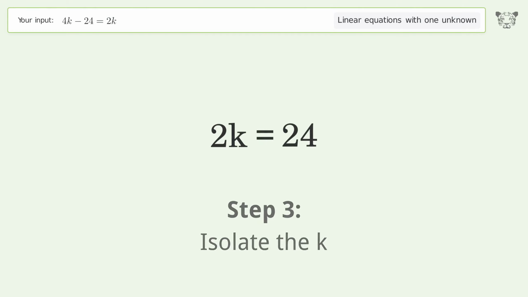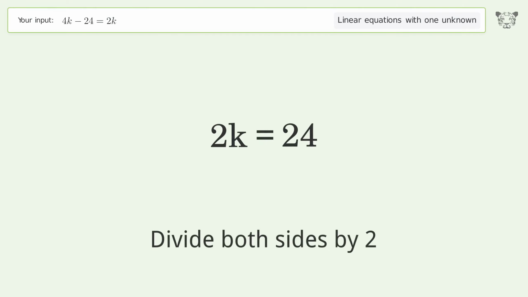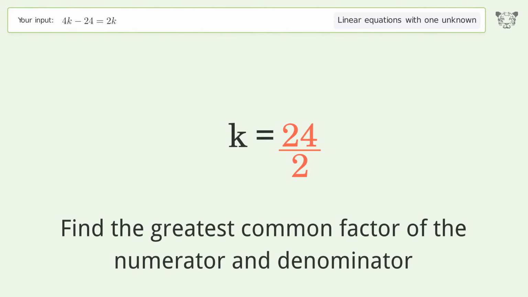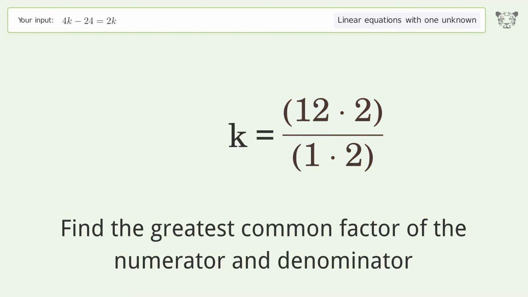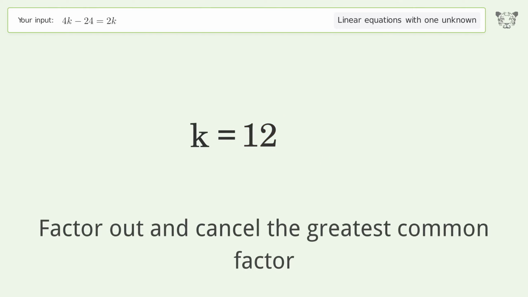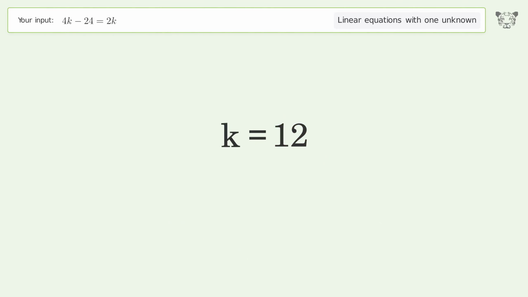Isolate the k. Divide both sides by 2. Simplify the fraction. Find the greatest common factor of the numerator and denominator. Factor out and cancel the greatest common factor. And so the final result is k equals 12.